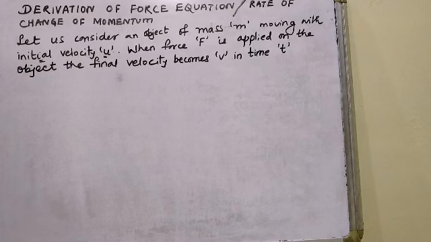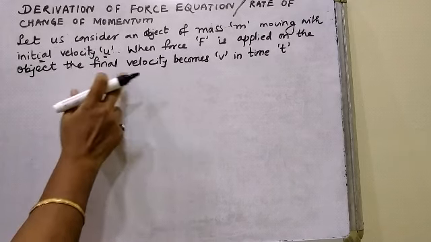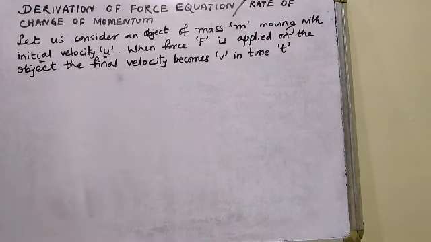Now force F is applied on the object, so the velocity of the object changes on application of force, and the final velocity becomes v in time t. So what are we going to calculate here? Rate of change of momentum. Now if you remember, I had already mentioned that whenever we use the word rate, it means divided by time. So when we are dividing change of momentum by time, we will get rate of change of momentum. So now since we know the initial velocity of the object is u, we know that force is F, we know that final velocity is v, and we know that time is t.